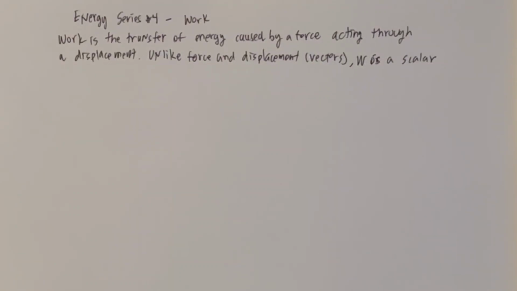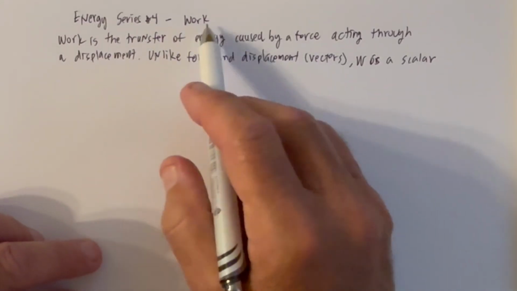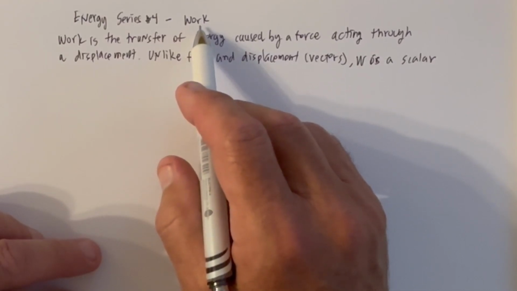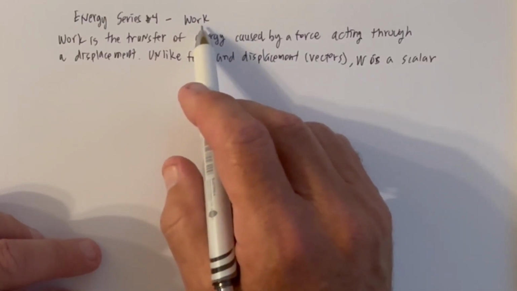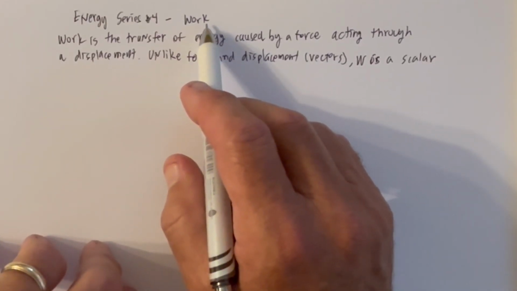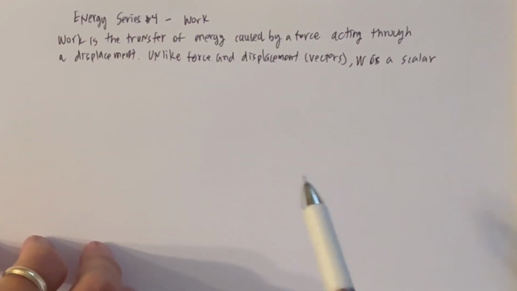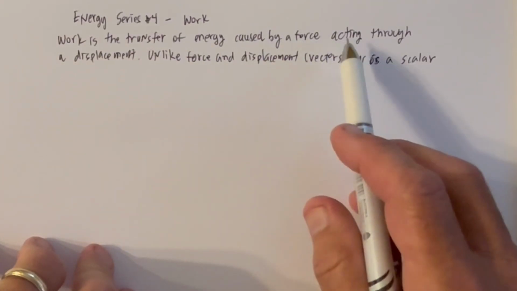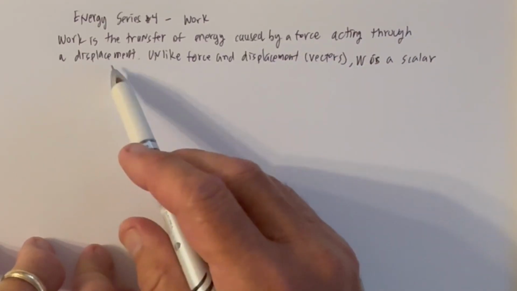Welcome to my fourth video in my series on energy, and today we're going to talk about work. And this is work in terms of the word physics, rather than just going to work every day. So just same word, two different meanings. In physics, we have a very explicit definition of work. Work is the transfer of energy caused by a force acting through a displacement or a distance.